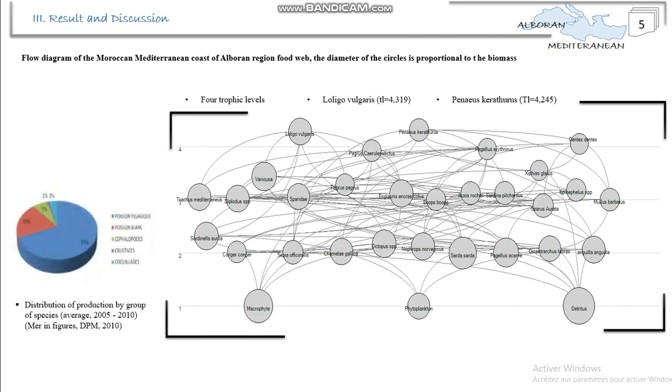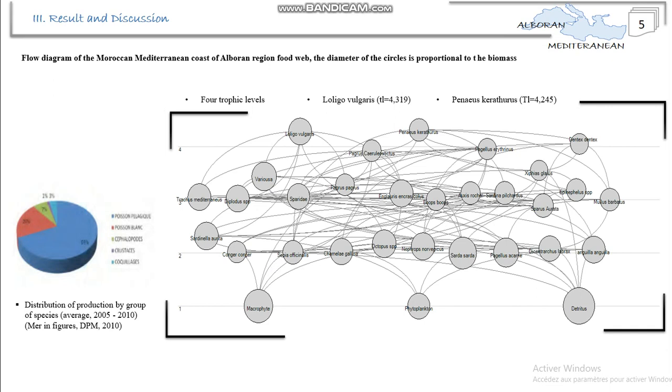So let's discuss now the results of our model. The first result is the flow diagram, in which the diameter of the circles is proportional to the biomass. Also, the trophic level is divided here into 4 levels, in which the concentration of biomass is dominated in the second and the third trophic levels, which is the same thing that the statistical graph of the AMP report shows. So the biomass is dominated by the pelagic and the demersal fish.